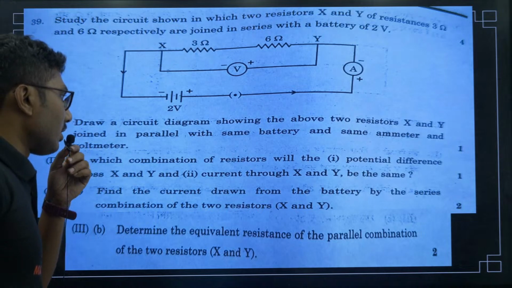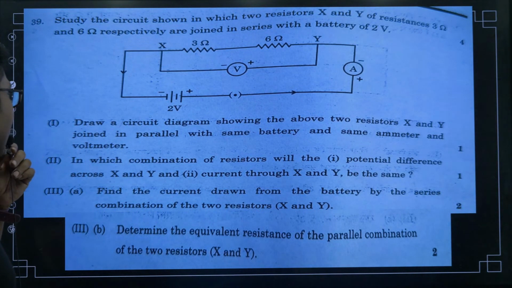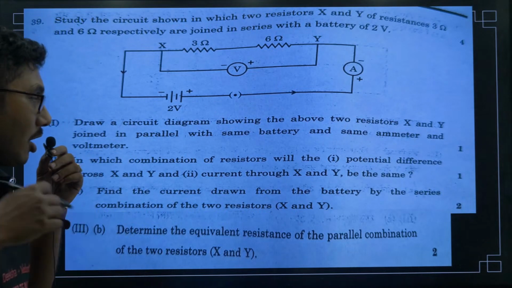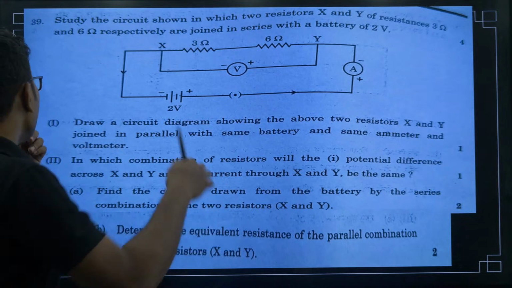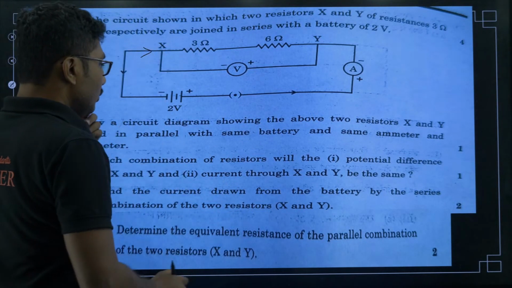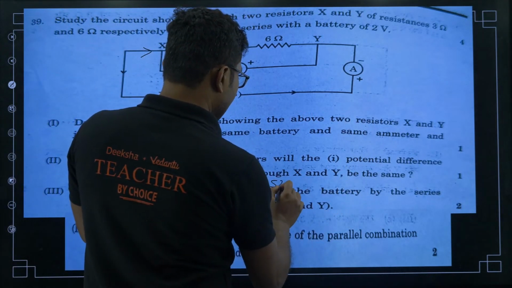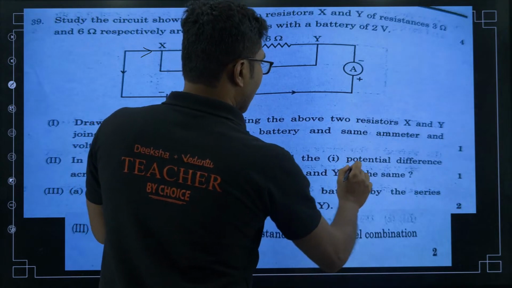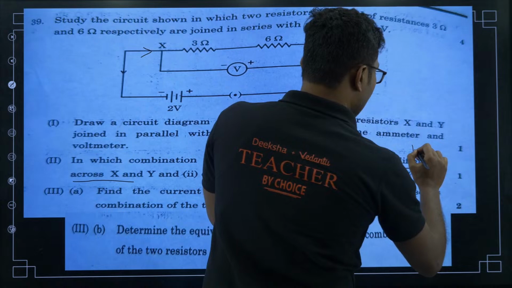Now what is the question again? In which combination of the resistors is, number 1, the potential difference across X and Y, and number 2, the current through X and Y the same? I have told you multiple times that in series combination the current remains the same. So the answer for 2 will be series combination, and the potential difference remains the same across parallel combination, so this will be parallel combination.